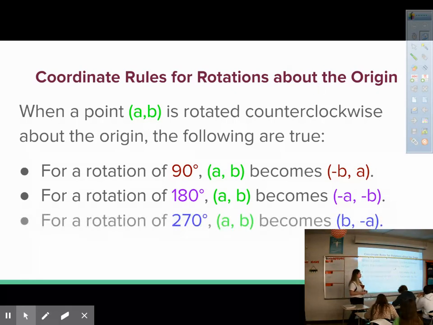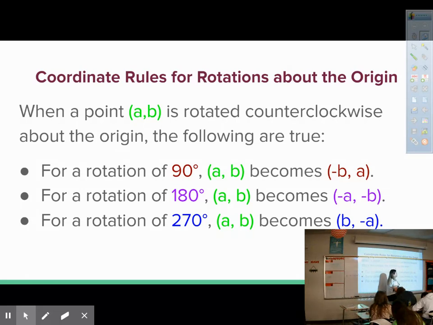All right, and the last rule, for a rotation of 270 degrees, (a, b) becomes (b, opposite of a). What does that mean to do? Change your x sign and then flip x and y.